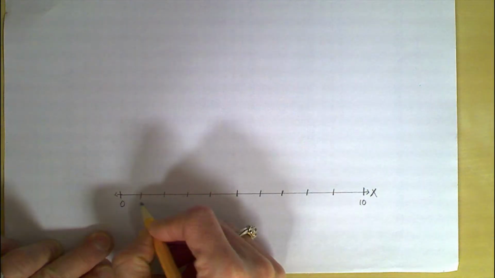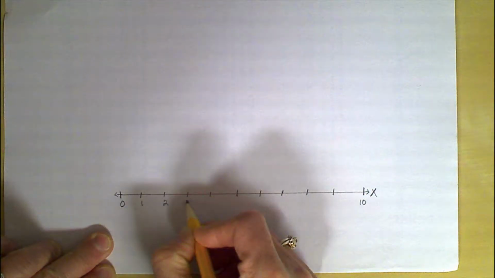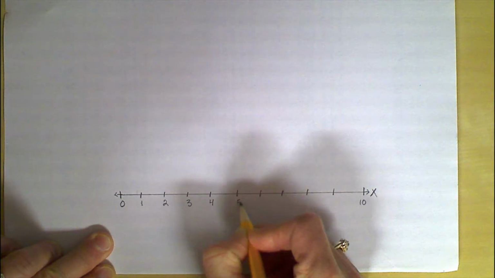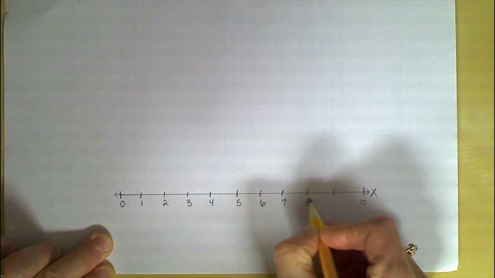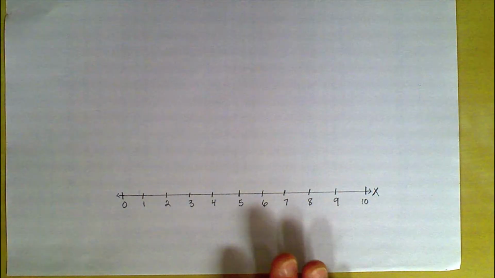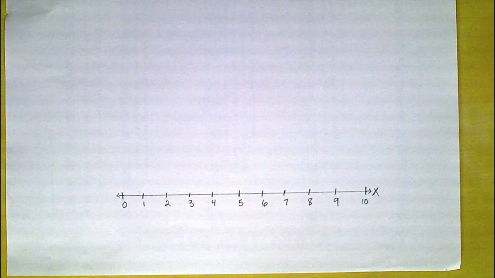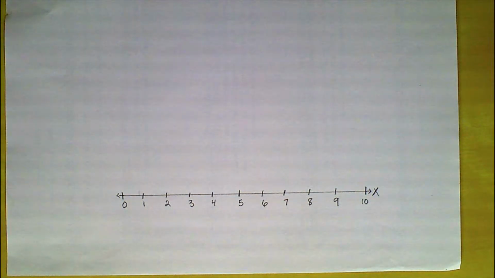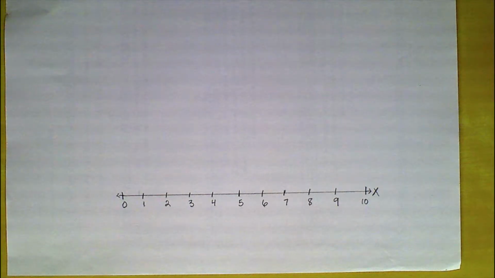Now we're going to label those 0 through 10. We're also going to mark the halfway point between each whole number. So a lot of times when I mark the halfway point, I make it a little smaller. Don't you? Kind of like on a ruler, okay?